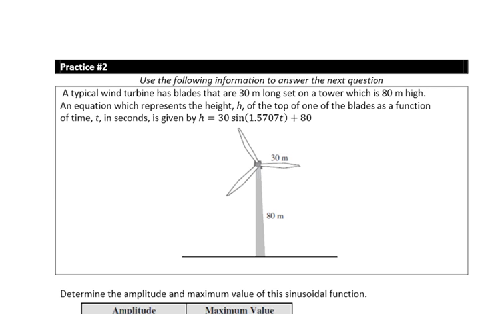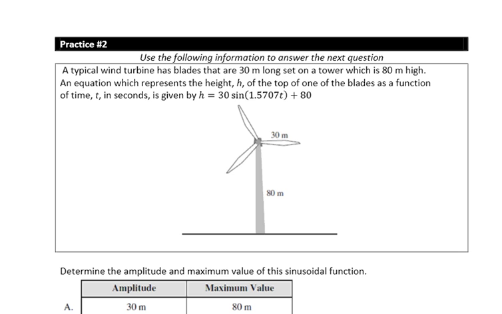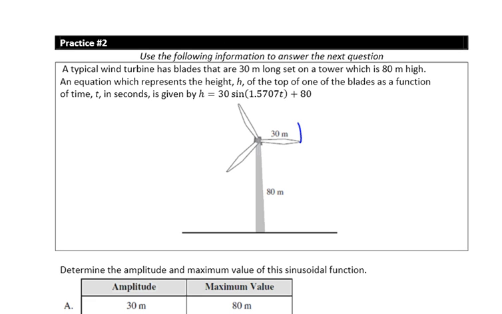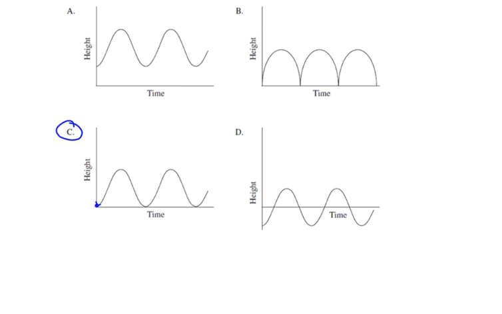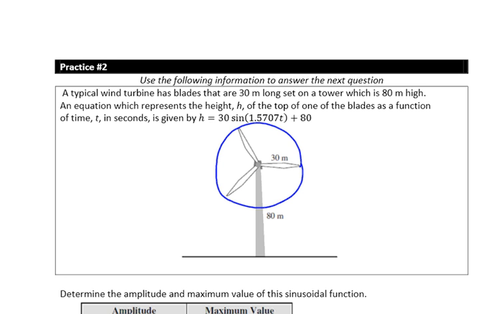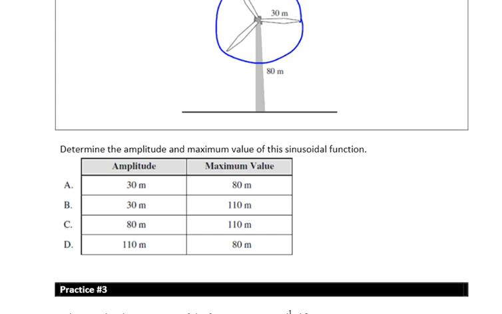A typical wind turbine has blades that are 30 meters long. So right away, that tells you basically if this is moving in a circular motion, right? Something like that. Our radius would be 30. No, we just went through it. It was C. Okay. So it says determine the amplitude and max.